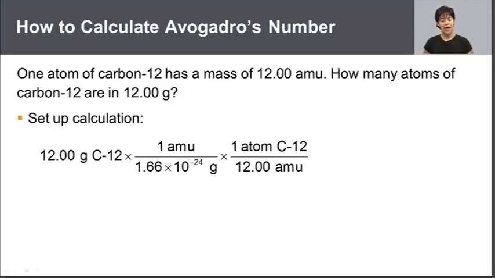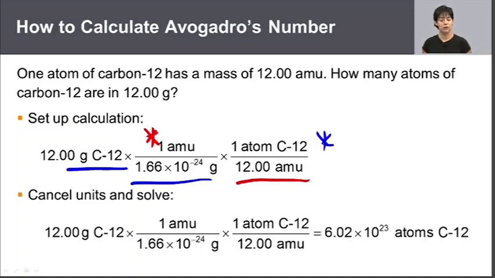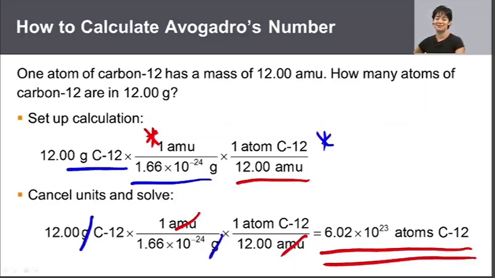We set up the calculation, and we have 12 grams of carbon-12. We know that's what we want to find out. We know that in 1 AMU, we have 1.66 times 10 to the negative 24th grams. We know that in 1 atom of carbon-12, we have 12 atomic mass units. So let's cancel out the units and solve the equation. We have grams and grams, and we have atomic mass units and atomic mass units. And what we end up with is 6.02 times 10 to the 23rd atoms of carbon-12.